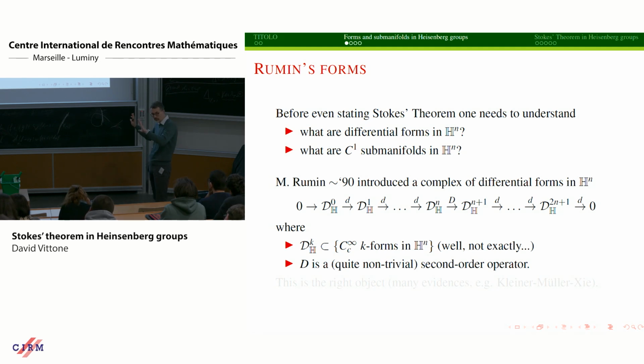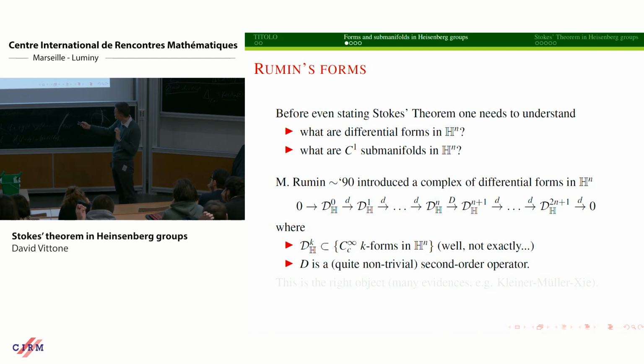So in this first approximation, we can think of these Heisenberg forms as a subfamily, a subset of classical forms with compact support, okay? By DHK, I will denote a certain subset, which was found by Rumin, of smooth and compactly supported K-forms in the Heisenberg group. So I ask the expert to forgive me, because this is just an approximation.